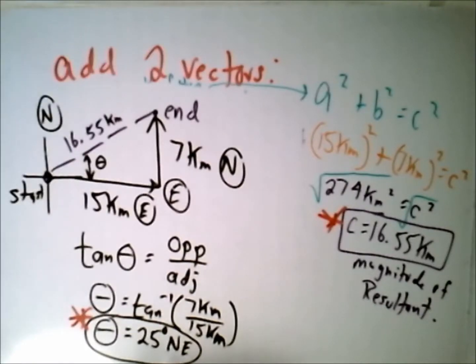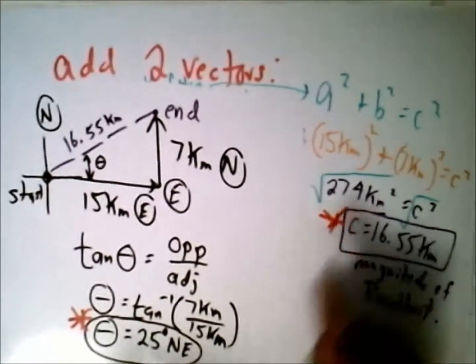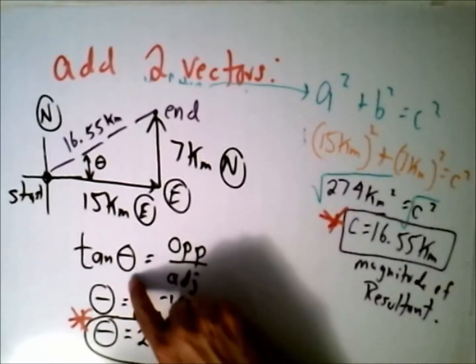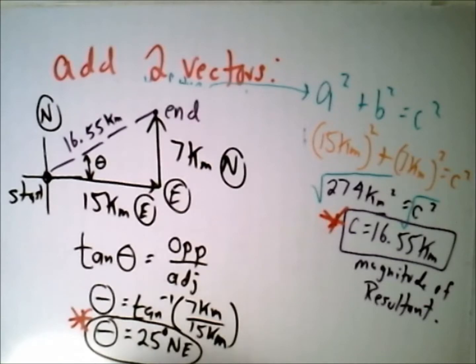So what I've just done there is I've taken the idea of components and I've added them up, and I've formed a triangle, and I'm showing you how to use the Pythagorean Theorem, and I'm showing you how to use the tangent function. In this case, it's actually the inverse tangent function.